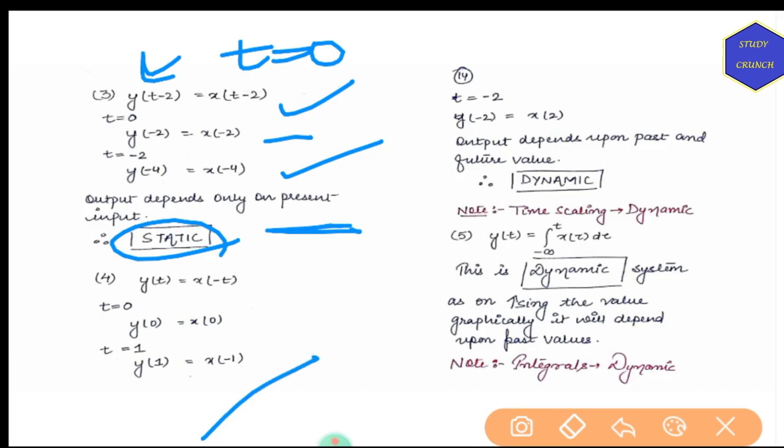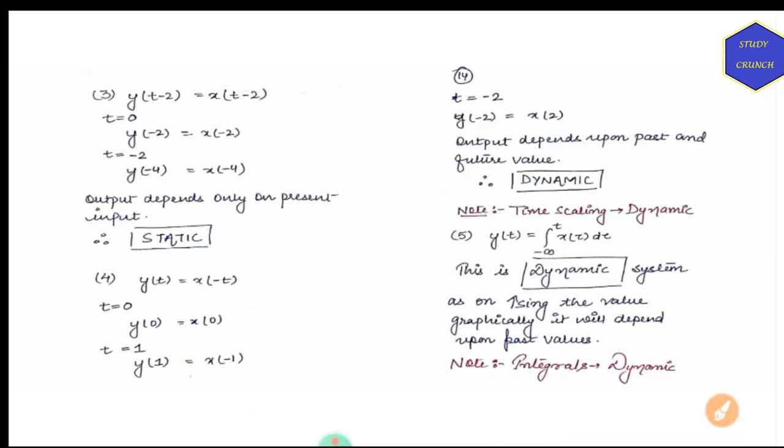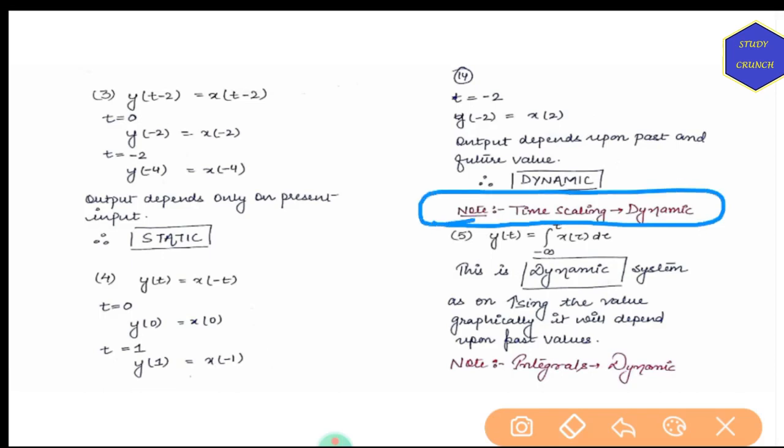This will be a dynamic system as the output value will be dependent on past and future values. So if we have time scaling, this is the point to be noted. If we have time scaling, then the signal is dynamic, right?